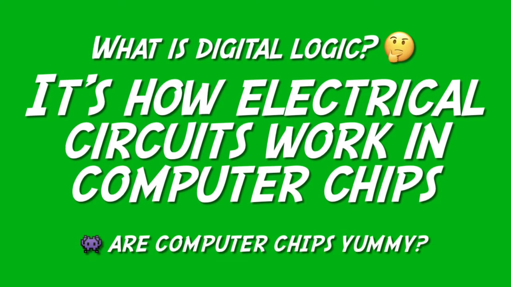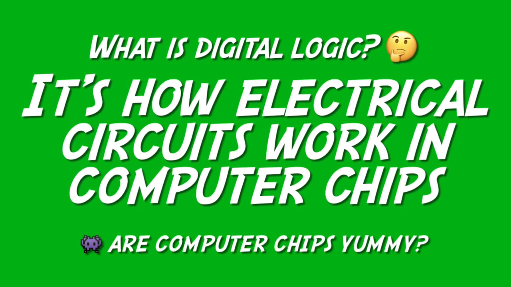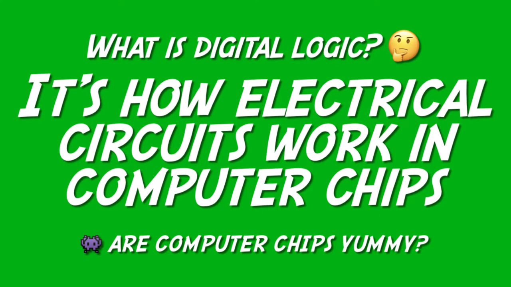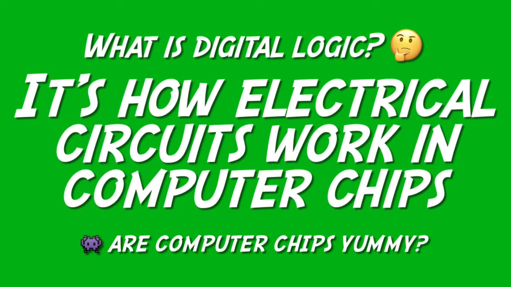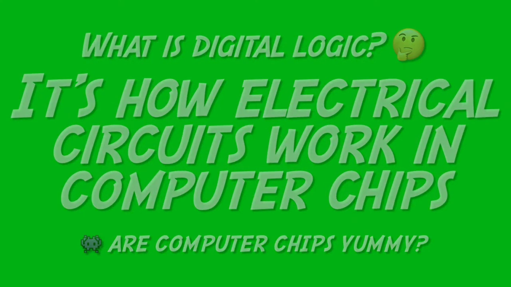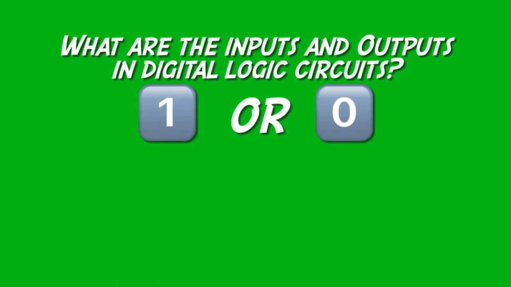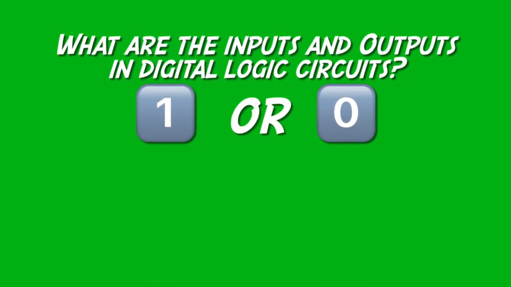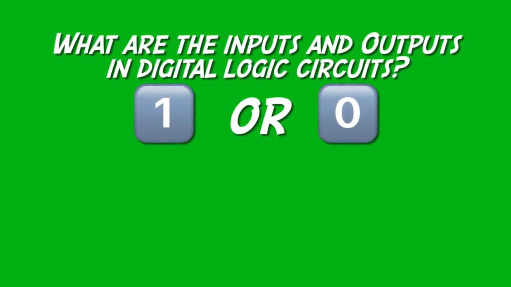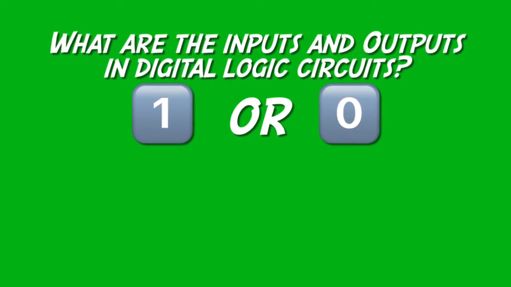Now, last week we asked, what is digital logic? We learned that digital logic is how electrical circuits work in computer chips. The word digital in digital logic means we're working with circuits whose inputs and outputs can only be one or zero.